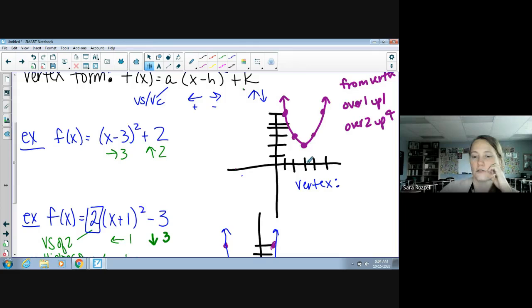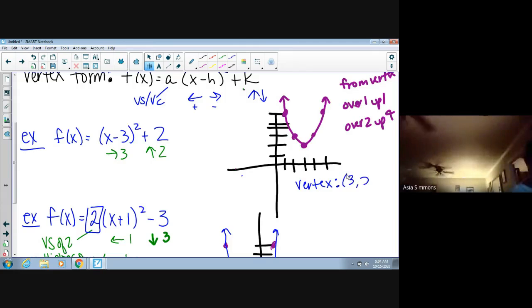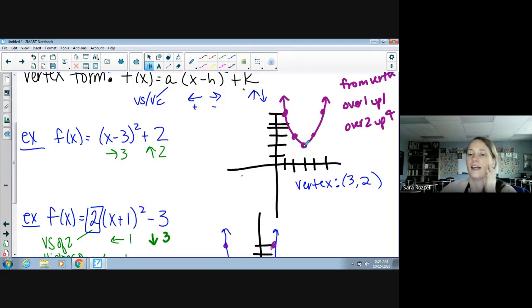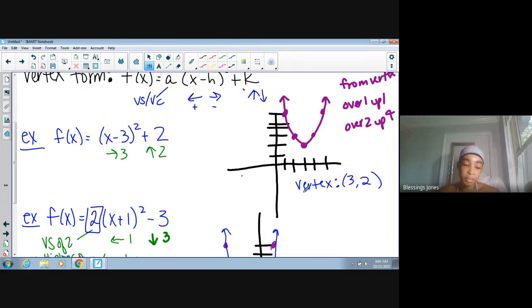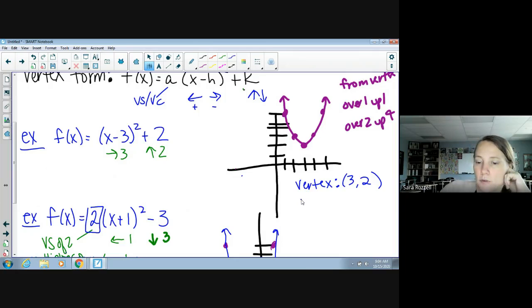So our vertex is (3, 2), right? Is our vertex a maximum or minimum value? Max. Is it the highest point on the graph or the lowest point on the graph? The lowest. The lowest, so it is a minimum. Yeah, good. So we have a minimum.